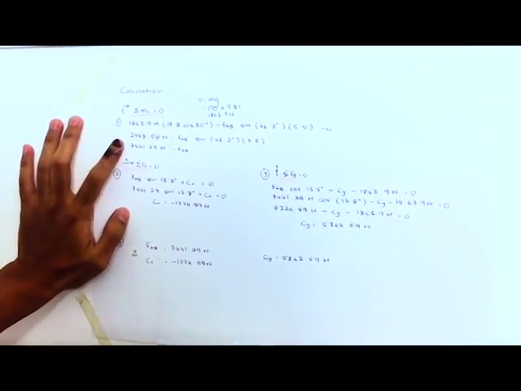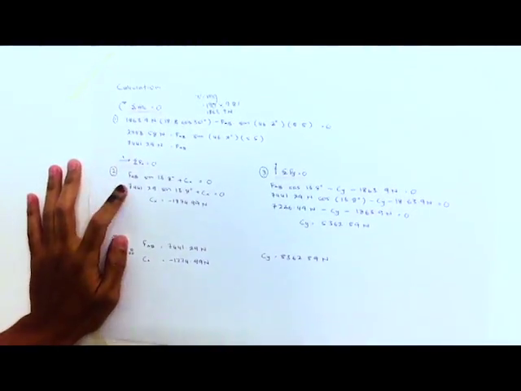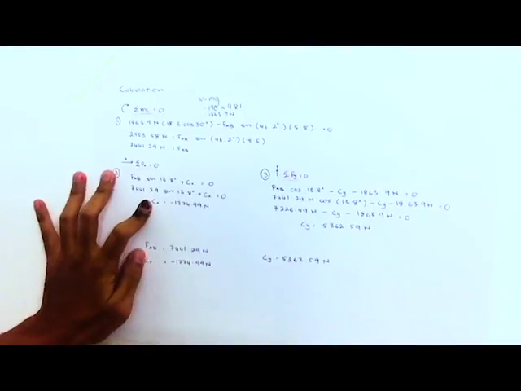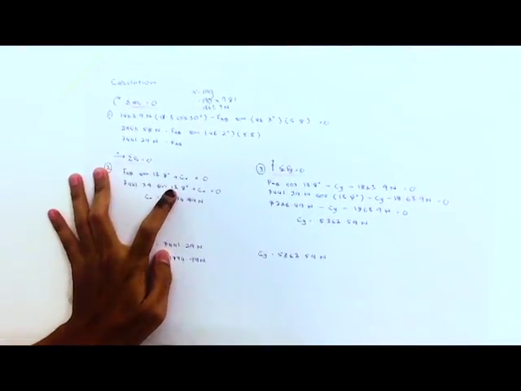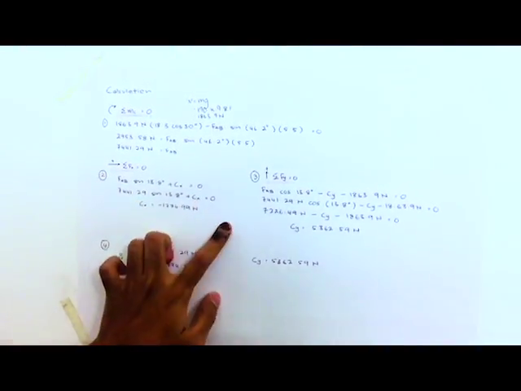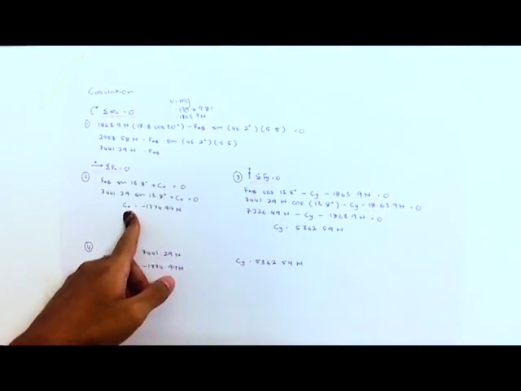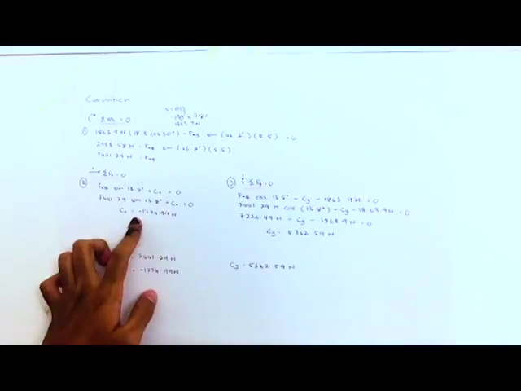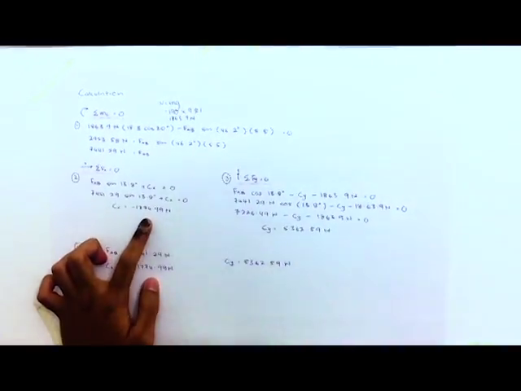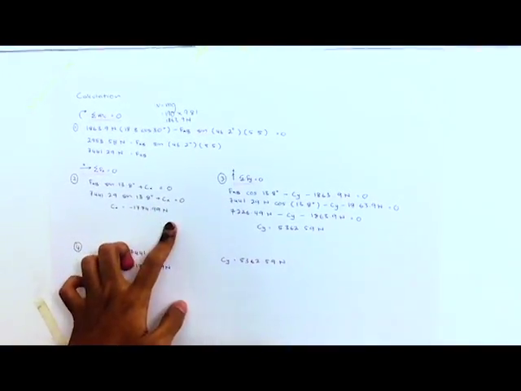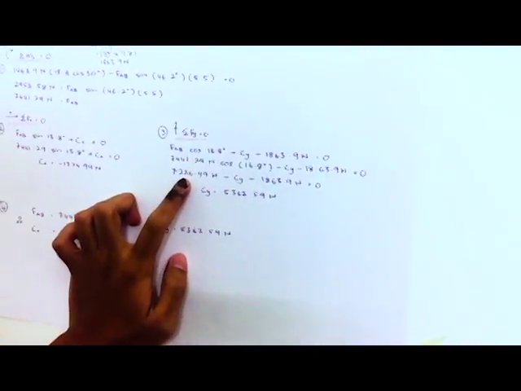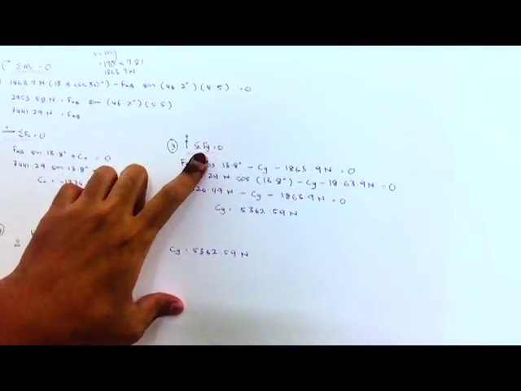Then I take my friend's calculation, 7441.29 sin 13.8 plus CX equals 0. So I calculate and got the force at CX as negative 1774.99 Newton. Then I proceed to my calculation for the y axis, which is from here to here.